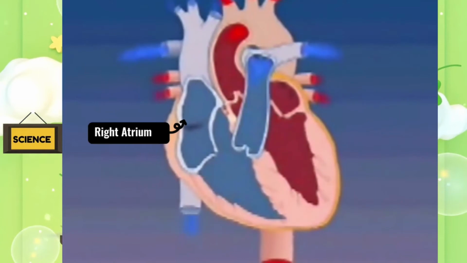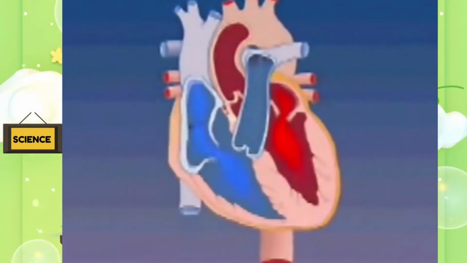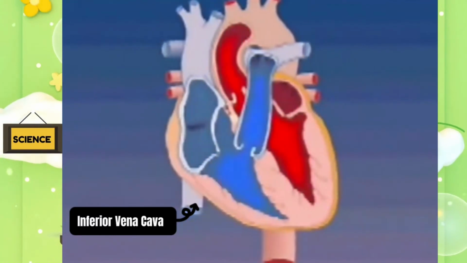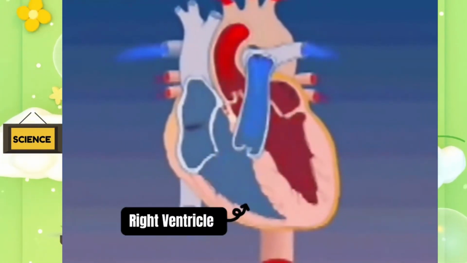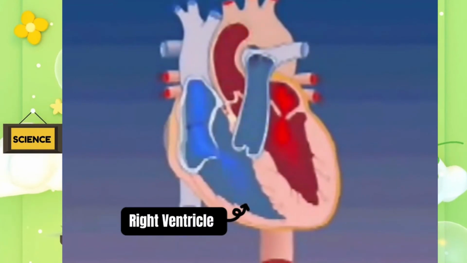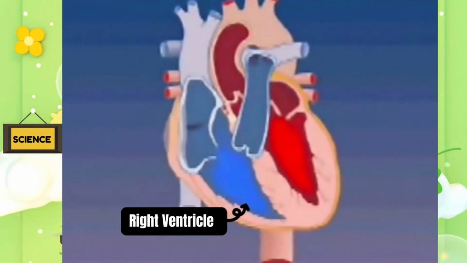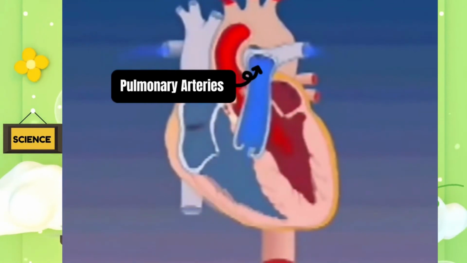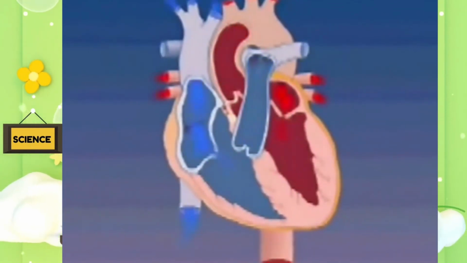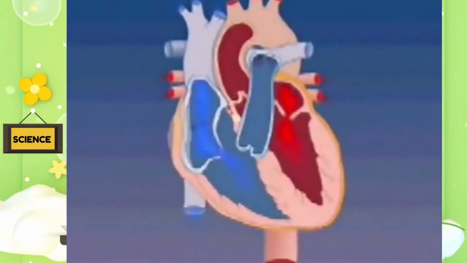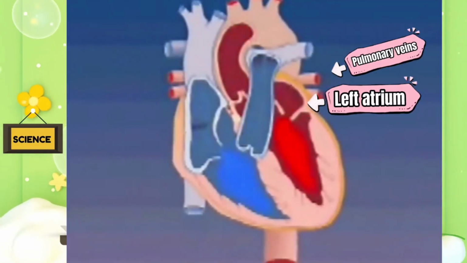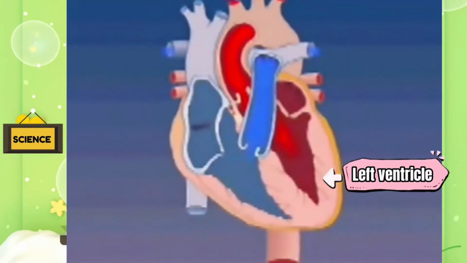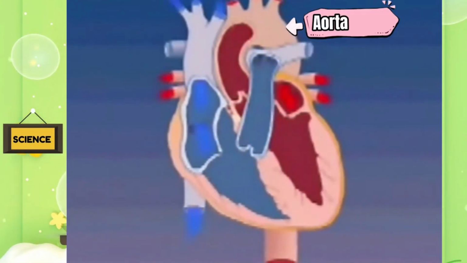The right atrium receives the deoxygenated blood through the superior vena cava and inferior vena cava. The deoxygenated blood then passes through the right ventricle. Right ventricle then contracts, pumping the blood to the pulmonary artery, leading its way to the lungs for oxygenation. Oxygenated blood from the lungs enters left atrium through pulmonary veins. Left ventricle then receives the blood where it is being pumped into the aorta.